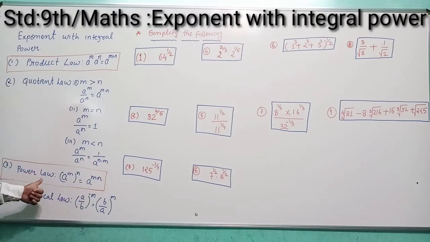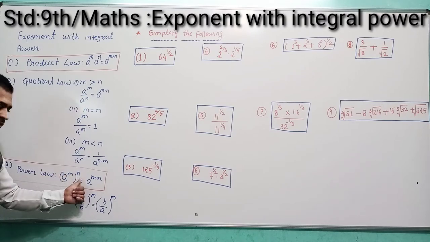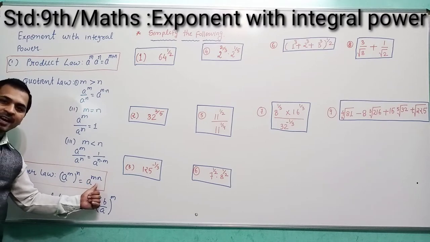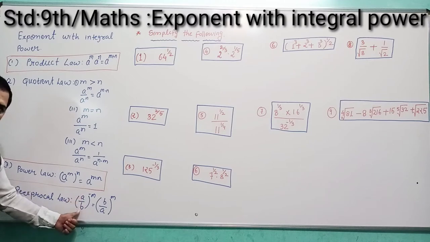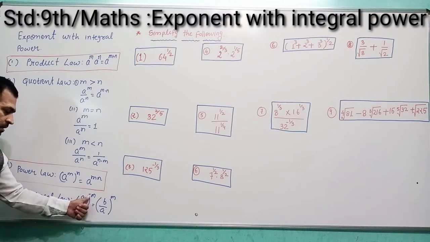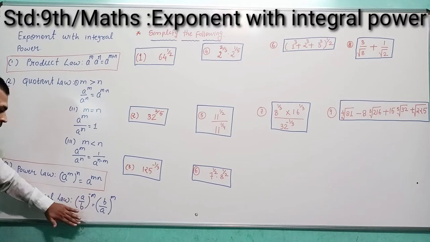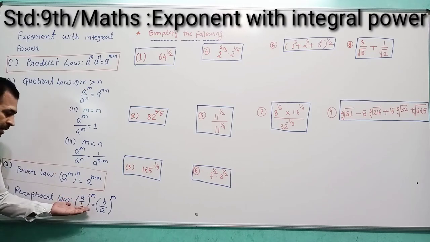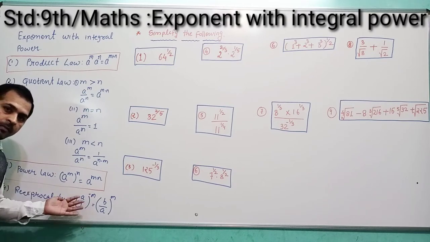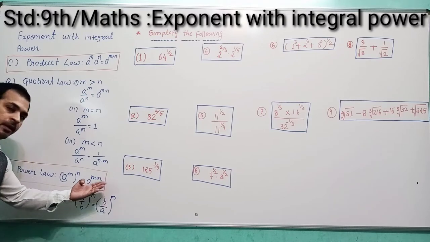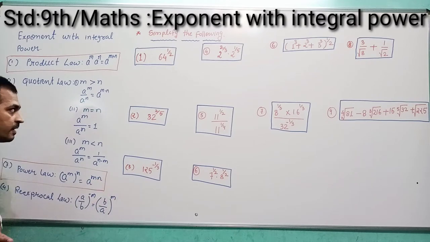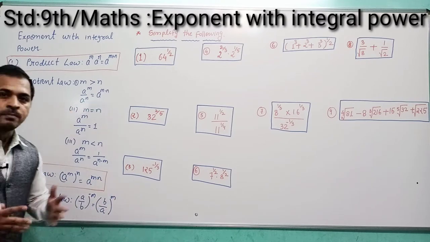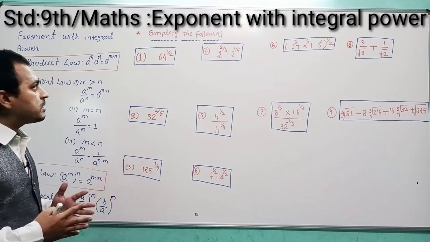Students, power law: if a to the power m, whole to the power n, so what happens? a to the power m times n, right? Reciprocal law: if a term in the form of a by b has a negative power, it will be converted. It means the denominator will become the numerator and the numerator will become the denominator, and the power will be converted into a positive integer. Okay students, here we will do some simplification of surds.